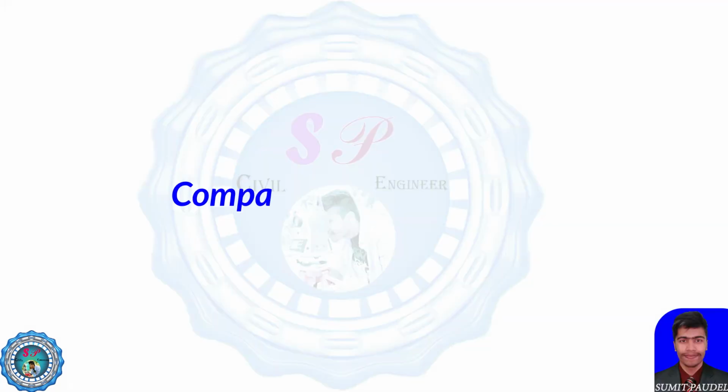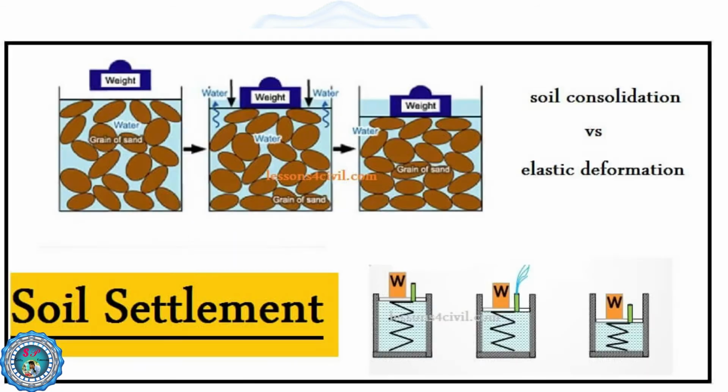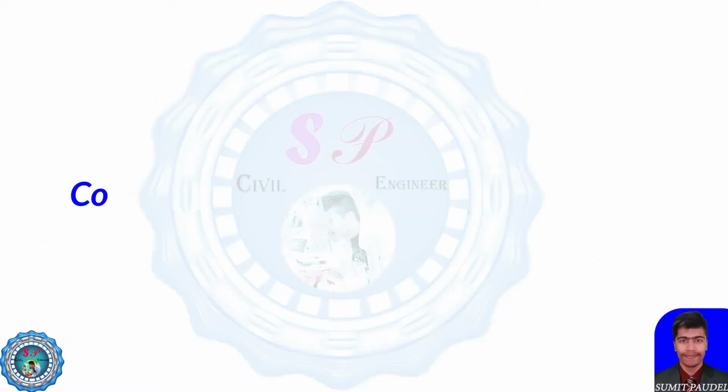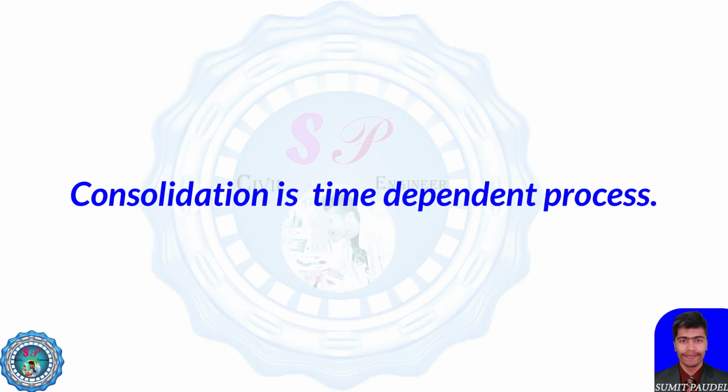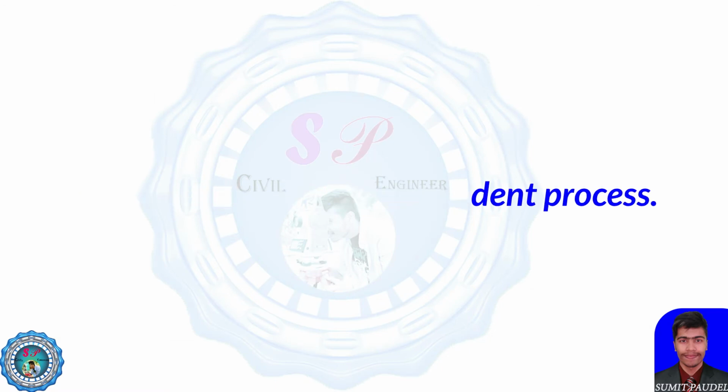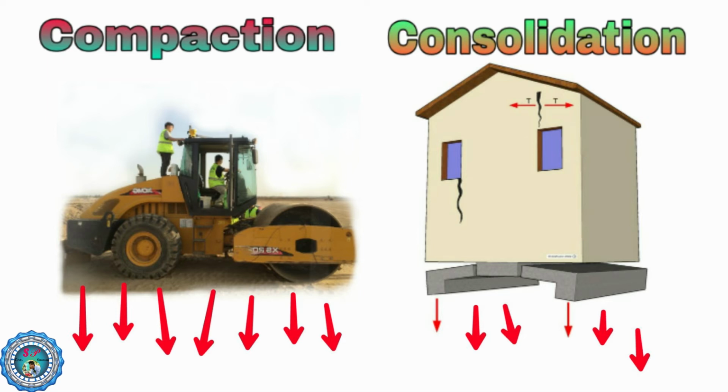Compaction is a fast process, because it takes only 1 hour, 2 hours, or 1 day, 2 days, a very short time, in comparison to consolidation. We can compact soil in a very short time, whereas for consolidation a very long time is necessary. So consolidation is a time-dependent process. It takes 10 to 100 years.